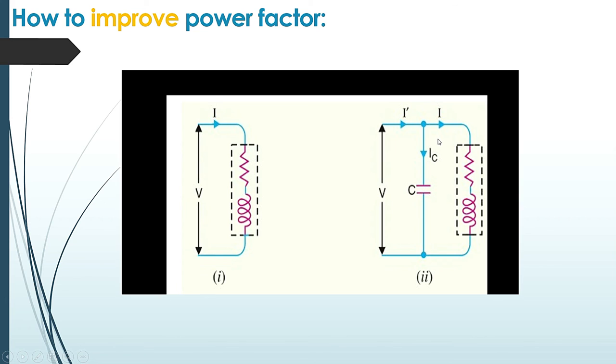Because a capacitor is a leading circuit, and an inductor is a lagging circuit. To avoid this lagging, we are adding capacitor banks. Based upon your loads, we are adding a number of banks. That calculation will be discussed in the next topic. First, we will finish this one.